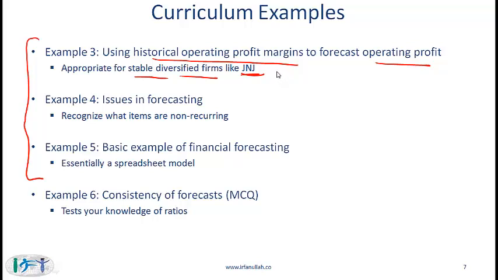Whereas we are given another company, which is a Chinese search engine company that is relatively new. There, it would not make sense to use historical operating profit margins because of the uncertainties involved. There, it would make more sense to project each expense item separately. Example 4 deals with issues in forecasting. The most important point in this example is that we need to recognize which expenses and which items are non-recurring. So these items are not included in our forecasting model.